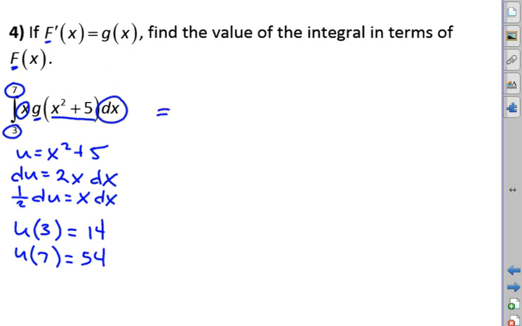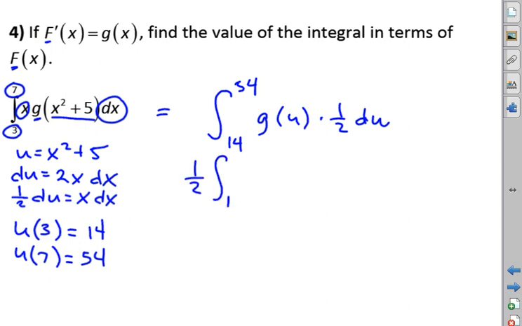So now this would be equal to the integral from 14 to 54, and that x dx becomes the 1/2 du. So we have g of u times 1/2 du. Then the 1/2 will come out front, and we get this expression here. If I know that g of x is the same as f prime of x, then I could make this be f prime of u here.